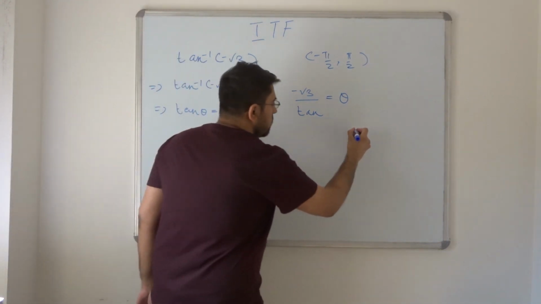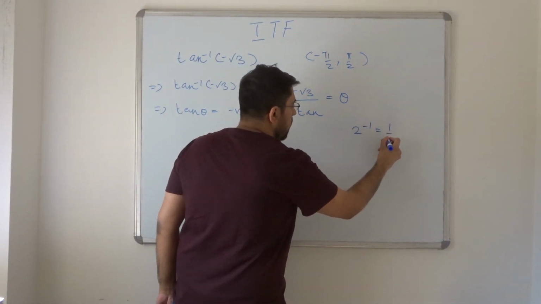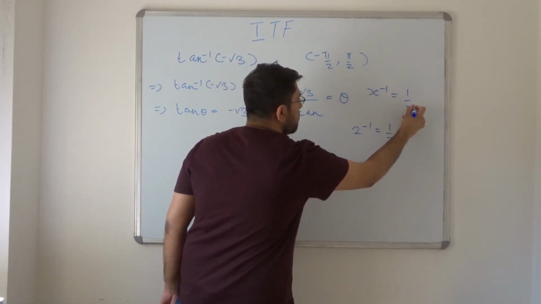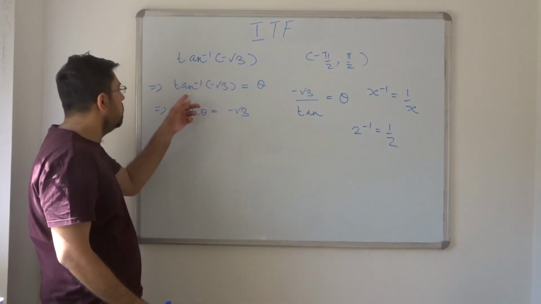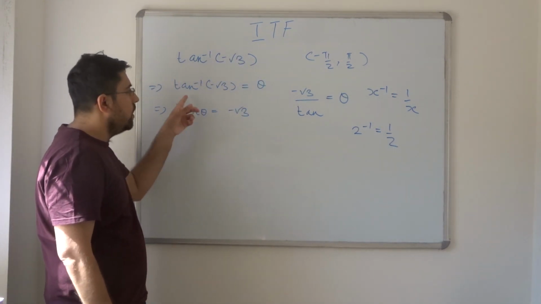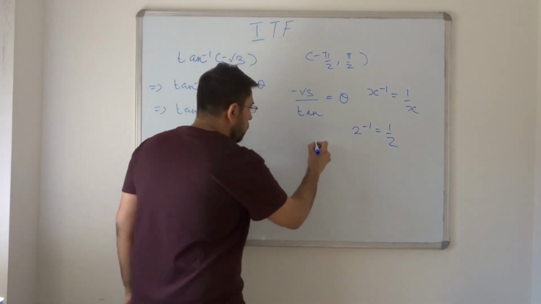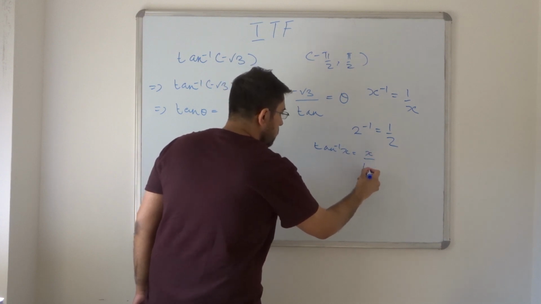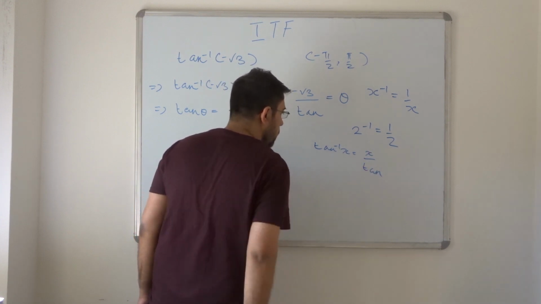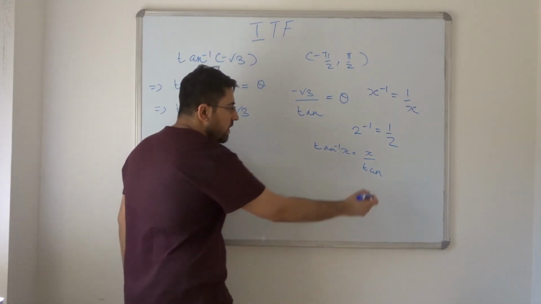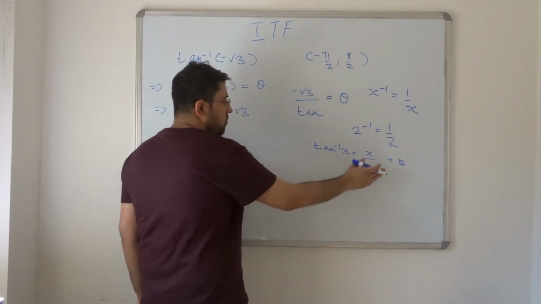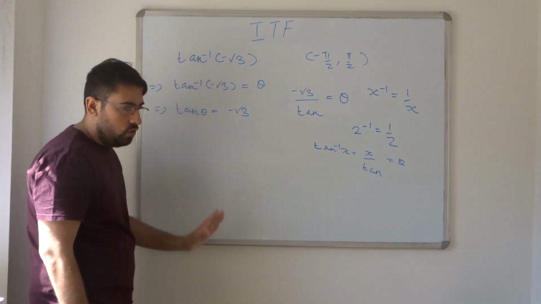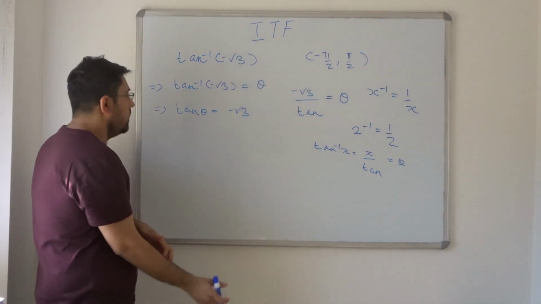Just like you have 2 to the negative 1, which is a half, or x to the negative 1, which is 1 upon x. In the same way, tan negative x becomes x upon tan, and then you have theta right here, and then you just cross multiply. So that is how you go from here to here. I hope you understand. Okay, so let's solve this.